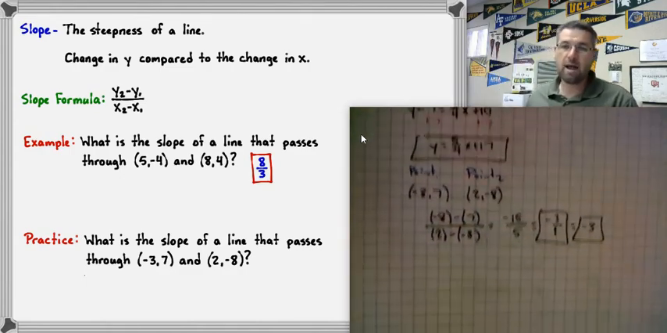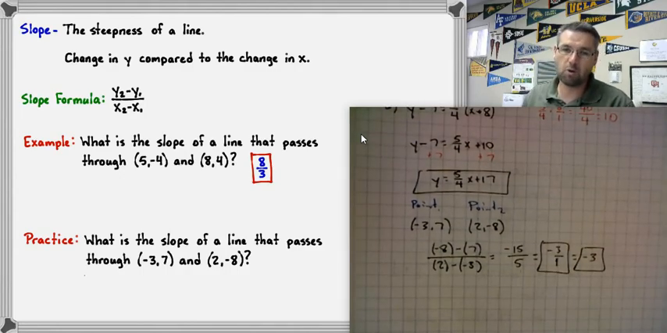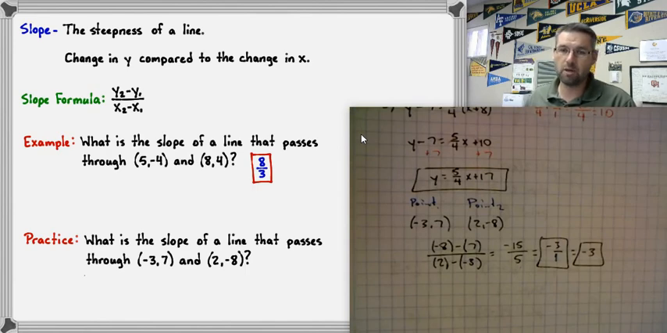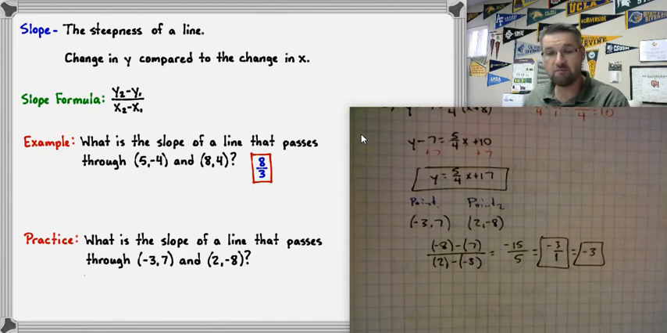All right, so that wraps up the lesson for today. Here we talked about graphing linear functions in different forms. We talked about how to find slope given 2 points, and we talked about how to convert from point-slope form to slope-intercept form.